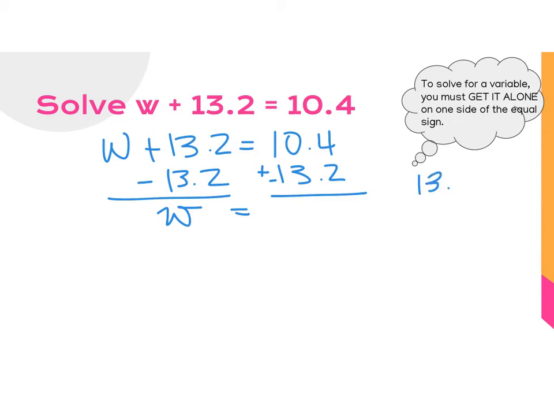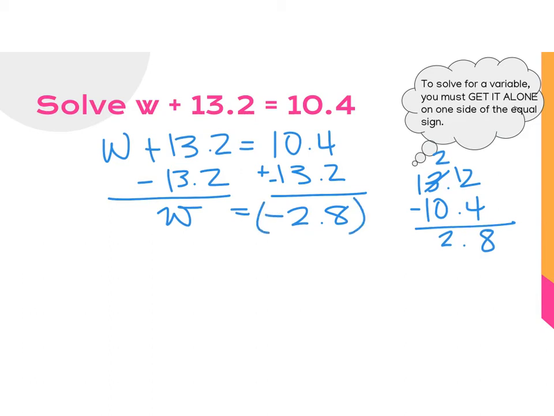A positive plus a negative means to actually take the difference of those numbers. So I'm going to go over to the side and line up the decimals in order to subtract. I can't do 2 minus 4, so I'll go to the ones place and take 1 from 3 and bring 10 tenths over in order to be able to subtract. Line up the decimals in the answer, and we are left with 2 and 8 tenths, and since 13.2 is bigger than 10.4 and it was negative, my answer here will be a negative number.